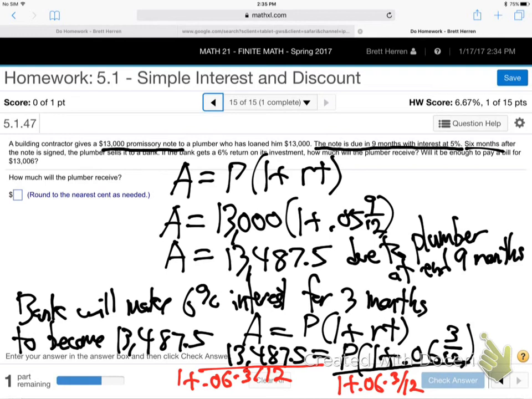13,000. Anybody else getting that same thing? Yeah. And it says round to the nearest cent. Okay, 13,288.18. Okay, let's go back.